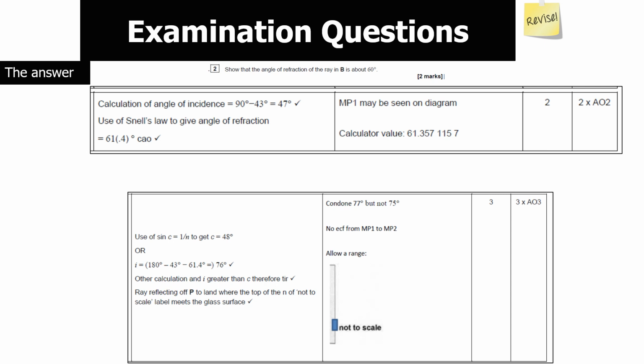Then for the next question we can say that the critical angle is equal to 1 over n. We've got n again, so we can work out the critical angle to be 48. We therefore know our angle of incidence is going to be 76 degrees, so it indicates that the ray is going to be reflecting off P to land on the top, where n is on the not to scale label, when it meets the glass surface, because you can tell it won't be totally internally reflecting.